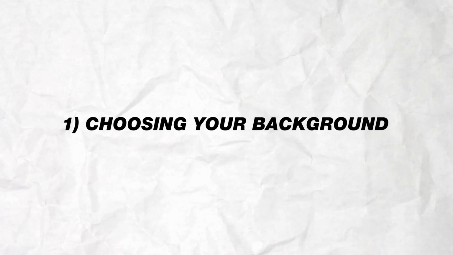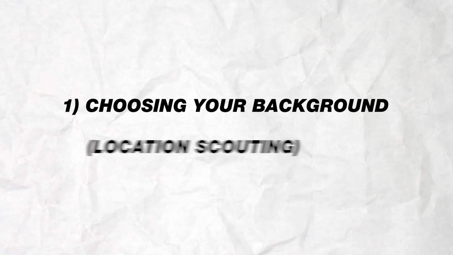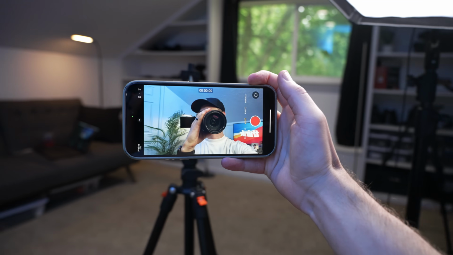Okay, so the first step is choosing your background. You can also call this, if you want to be really formal, location scouting. And the easiest way to do this, honestly, is to grab your phone and turn on the selfie camera and then just walk around your house to find a room or an angle that is the best option for your filming situation. Sometimes this can be a really clean background with minimal decorations or minimal distractions.